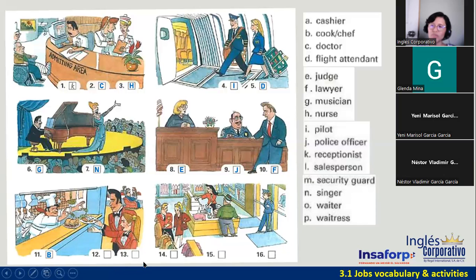Number 12 and 13. Flight attendant. No, flight attendant está acá. Muy bien. ¿Y ella es letra B? Para chico, para vaya, mesero y mesera, pero para chico es waiter y para chica es waitress. What about number 14?